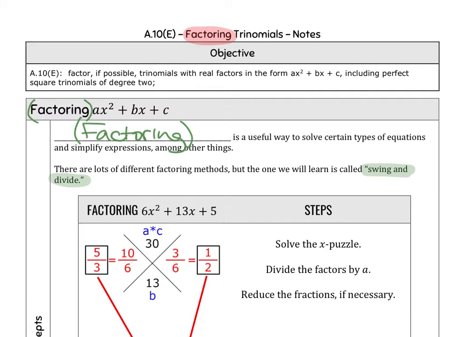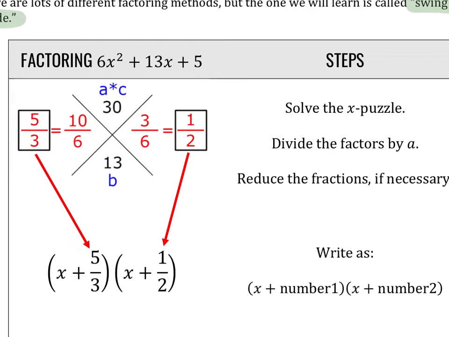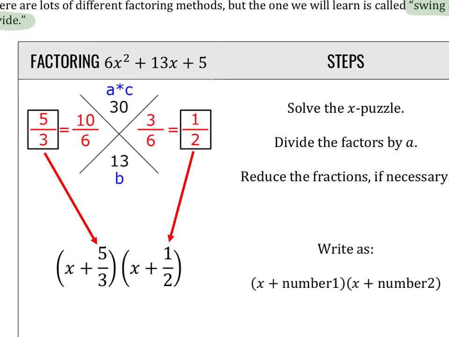Here are the steps. It's already filled out on your notes, so you have a really nice example here. But we're going to factor, and remember, factor means putting the thing in two parentheses. We're going to factor this polynomial right here: 6x squared plus 13x plus 5. The steps are to set up your own X puzzle. Remember, your homework was just to solve all of those X puzzles. Well, we're going to use those X puzzles as we factor these trinomials.